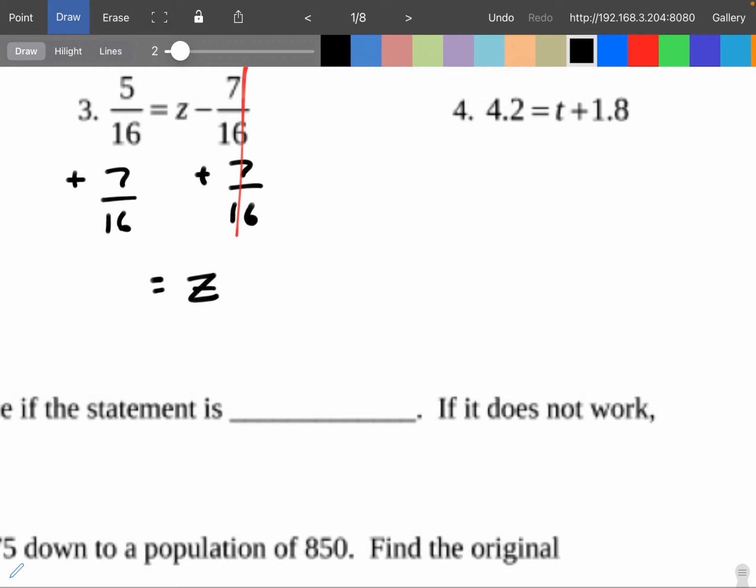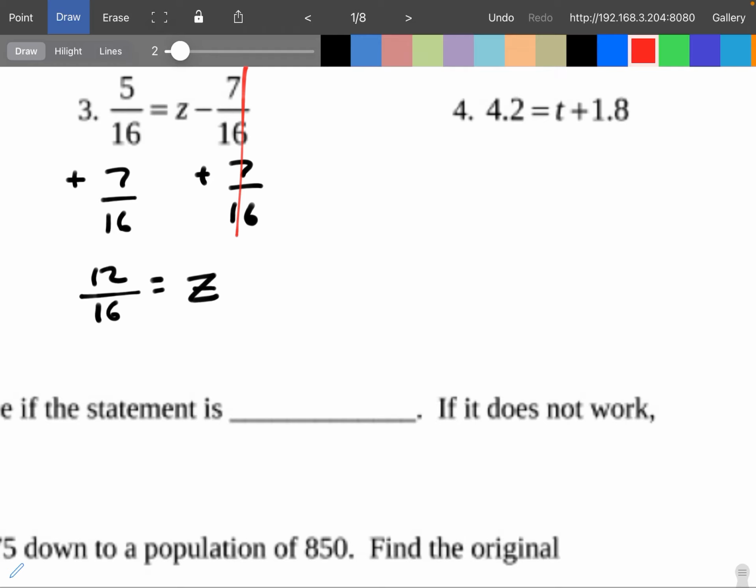And then on the left-hand side, well, they were nice to you here. You got a common denominator already, right? So you're adding 5/16 plus 7/16. So then your common denominator is 16, so you keep that. And then you just add the numerators. So 5 plus 7, that's 12.